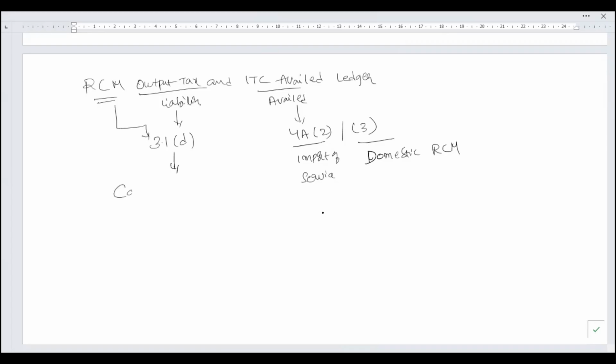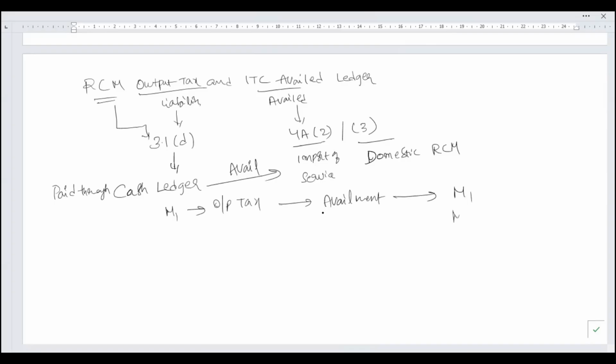this has to be paid through cash ledger. I cannot pay through credit ledger. And once you pay, then you can avail your input tax credit, right? So month 1 output tax, say availment. My availment can be done in month 1 or month 2. I can do the availment in month 1 or month 2.